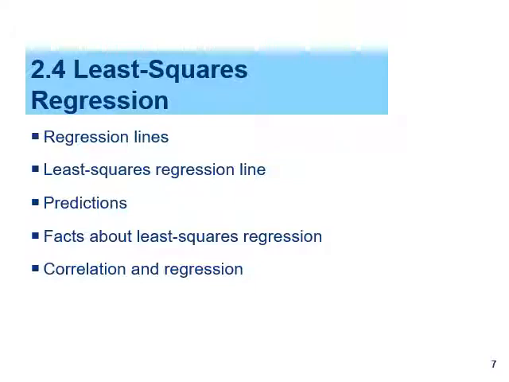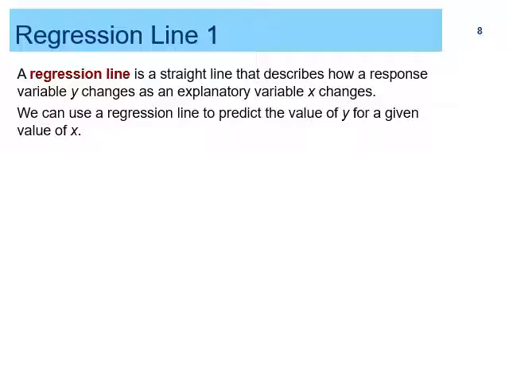Now we will learn about least squares regression. So regression line: if there is a linear relation between two variables x and y, we want to predict what y could be if x is known. So a regression line is a straight line that describes that relationship, how a response variable y changes as an explanatory variable x changes. We can use a regression line to predict the value of y for a given value of x.